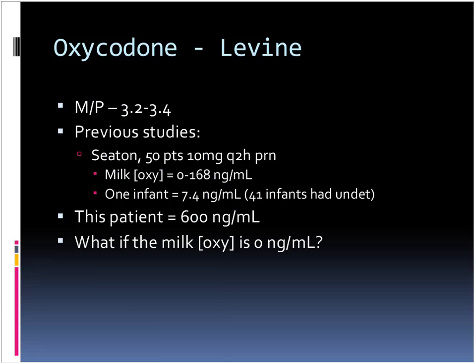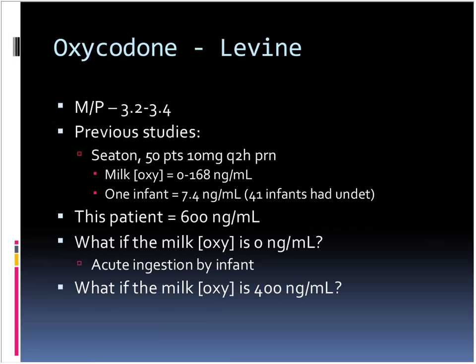Now, there may be some issues with postmortem distribution and things like that, but this is really orders of magnitude out of the information that we have. So what if the milk oxycodone concentration is 0? Well, then this child was exposed to oxycodone, but not from breast milk. So either was given or took themselves.